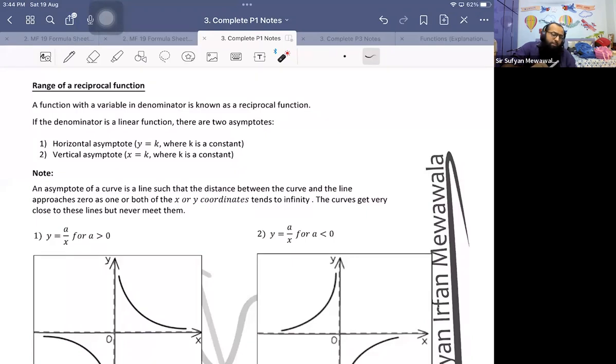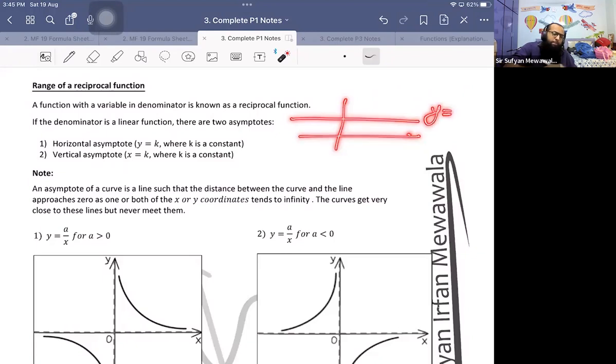तो अगर हम यहाँ पर बात करें, a function with a variable in the denominator is known as a reciprocal function. If the denominator is a linear function, there are two asymptotes. अगर denominator linear function होगा तो दो asymptotes होंगे. एक horizontal asymptote होगा, one will be a vertical asymptote. Now horizontal asymptote हमेशा y equals k के फॉर्म में होता है. कैसे बताए? If you talk about a horizontal line in coordinate geometry, coordinate geometry tells us every horizontal line has the equation of the form y equals k.